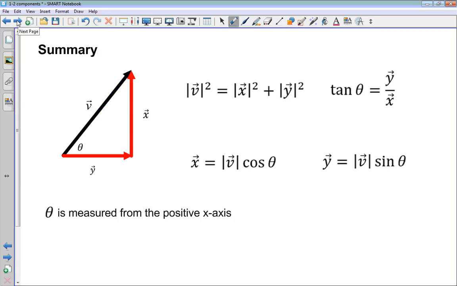So just to summarize the key formulas that we had when we were working with components: we got our vector v, we can break it up into our x component and our y component, which are perpendicular to each other. We used the Pythagorean theorem to find the magnitude of v. We used the tan ratio to find that angle theta, where theta is measured from the positive x-axis up to our vector. And when we were going the other way, we found our x component and our y component using right-angled trigonometry, sine and cos.